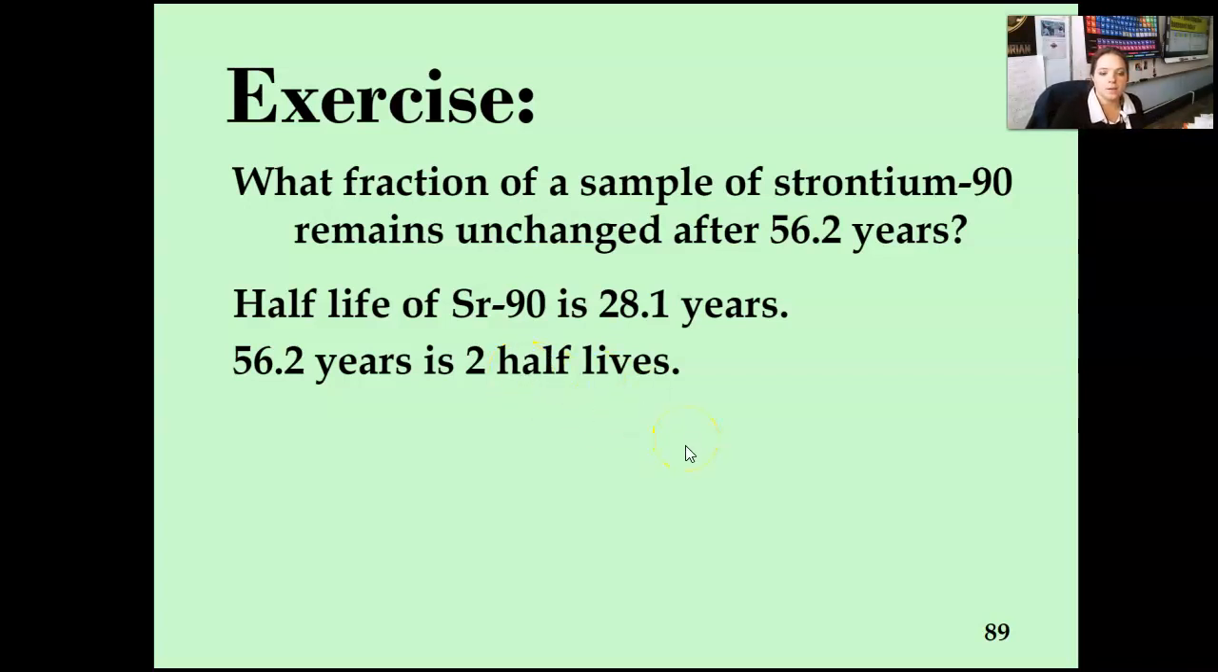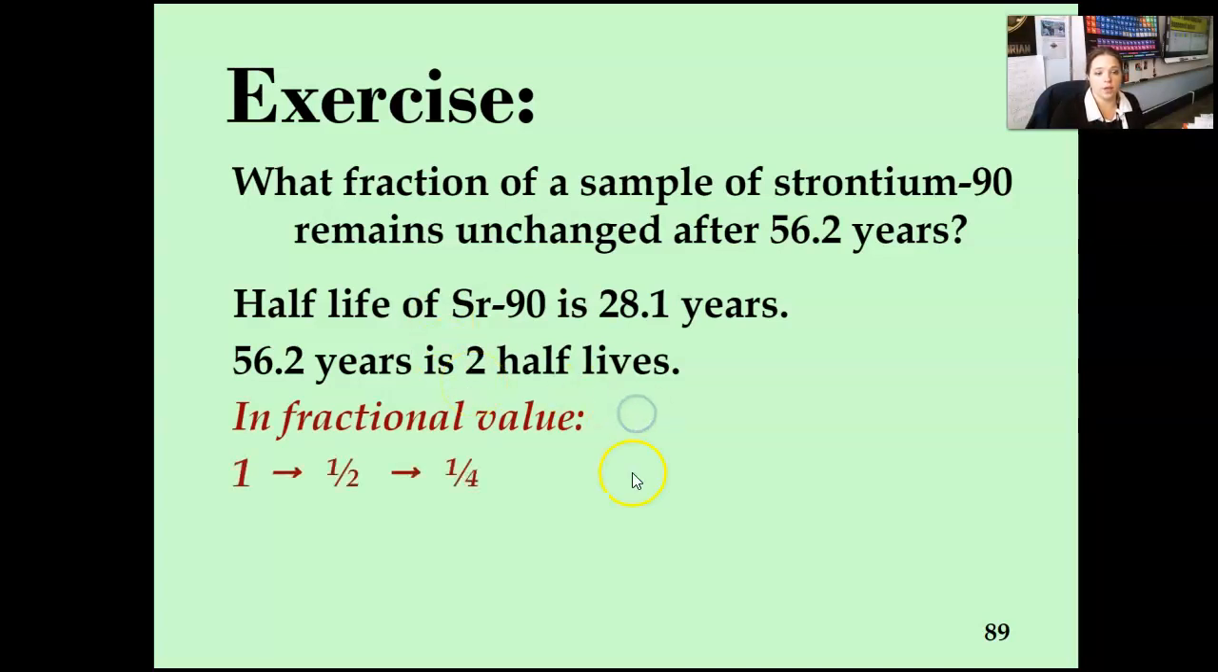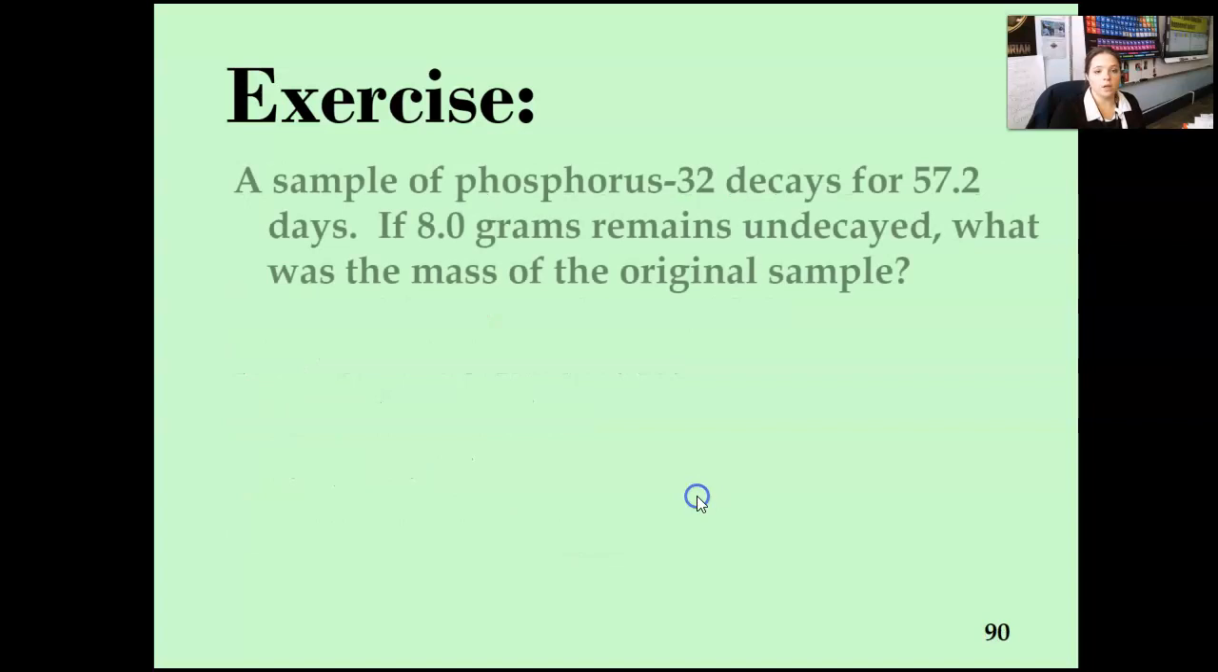Okay. So, in fractional value, if there are 2 half-lives, it should look like a 1/4. So there's 1, 2. Remember, the arrows equal that. So 1 over 2, 1 over 4. Okay, so a quarter of it remains unchanged. All right. Let's see the next one.